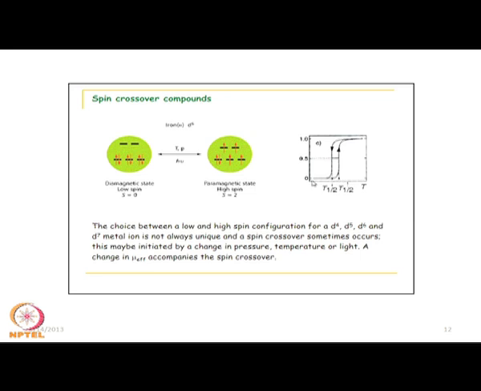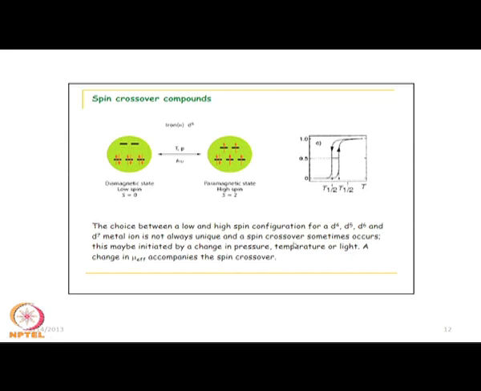So, when we are moving from left to right, we go along this pathway, the arrow shows the path, where we get the corresponding T half for the up spin. When we come back, that means lowering the temperature, we have another T half due to the down spin, which is a different temperature. So, the choice between the low and high spin configuration for D4, D5, D6 and D7 metal ions, which have both situations, the high spin and the low spin, is not always unique, and a spin crossover sometimes occurs.